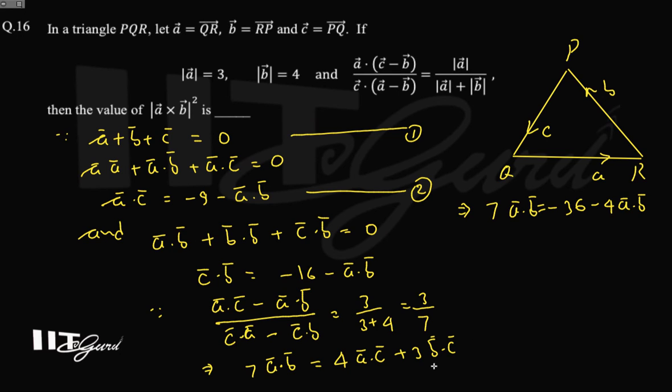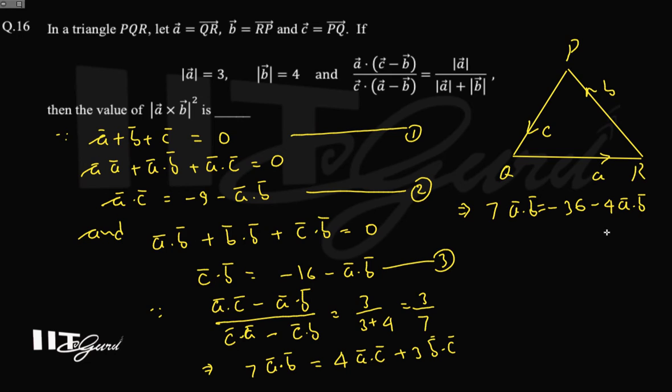So 3, you can say A dot B. Here, what do you do over here? B dot C, that is, substitute this value, minus 16 A dot B, over here for B dot C. Let us say question number 3, using this 2 and 3 here, what we get here.